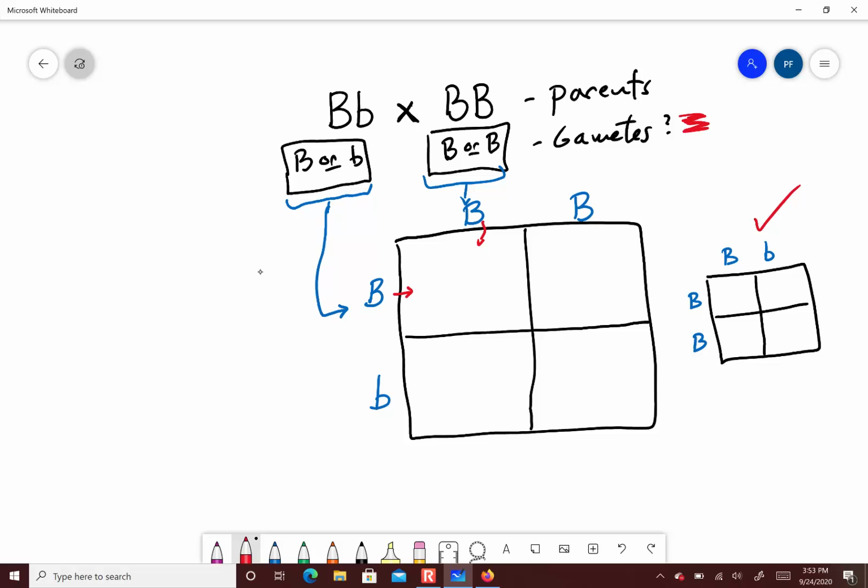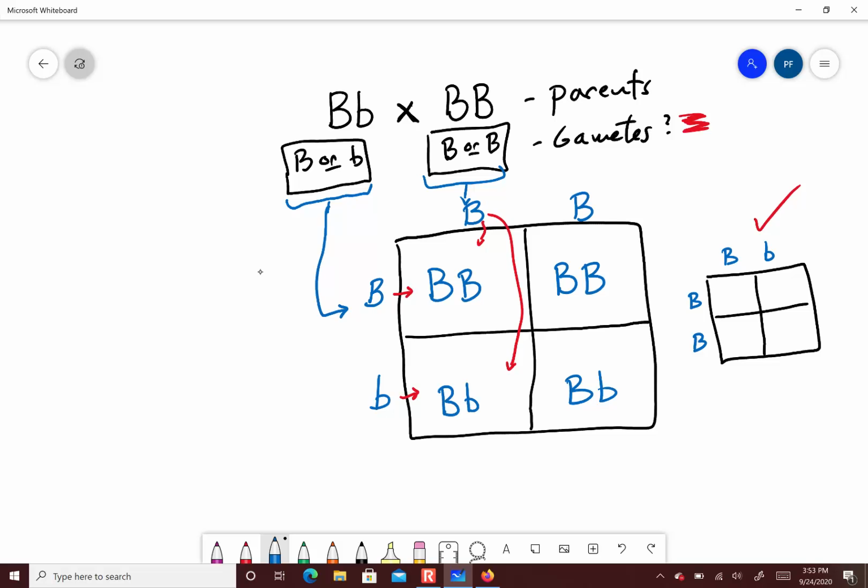To complete the Punnett square, we have to fill this in. We add the columns and the rows together. So like this one is big B and big B. Big B, big B. Big B, little b. Big B, little b. So it's just adding columns and rows.